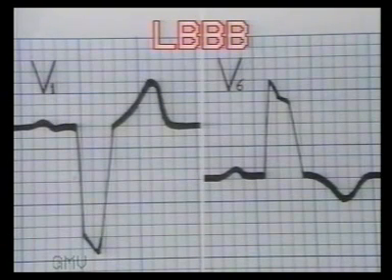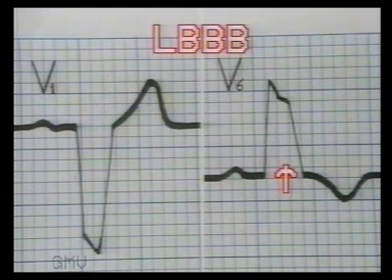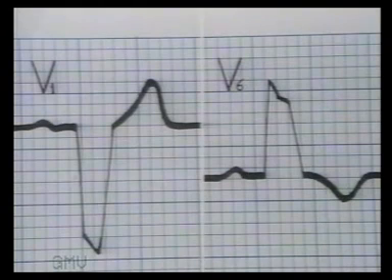Left bundle branch block. The features of left bundle branch block are: number 1, the width of the QRS complexes is 3 mm or more. Number 2, very deep and broad S wave in lead V1 with no R wave. Number 3, broad slurred R wave or R dash pattern without a Q wave in leads V5 and V6. And number 4, left bundle branch block is always associated with left axis deviation.